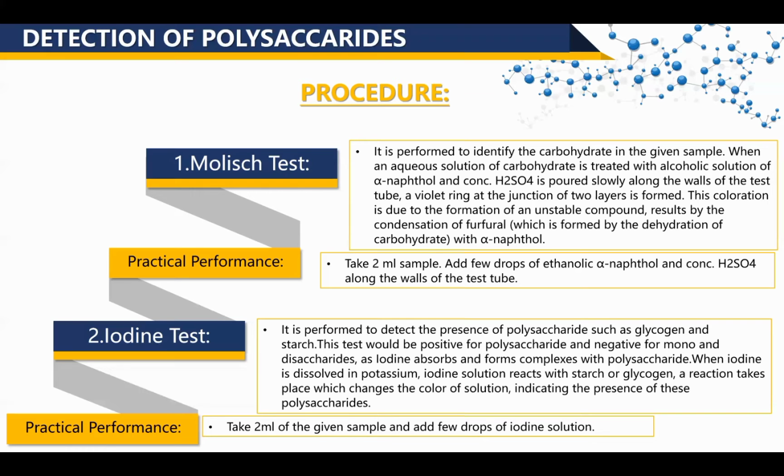Now moving towards iodine test, it is performed to detect the presence of polysaccharide such as glycogen and starch. This test would be positive for polysaccharide and negative for mono and disaccharides, as iodine absorbs and forms complexes with polysaccharide. When iodine is dissolved in potassium iodide solution, it reacts with starch or glycogen. A reaction takes place which changes the color of solution, indicating the presence of these polysaccharides. We are going to perform it practically by taking 2 ml of original sample and then we will add few drops of iodine solution.